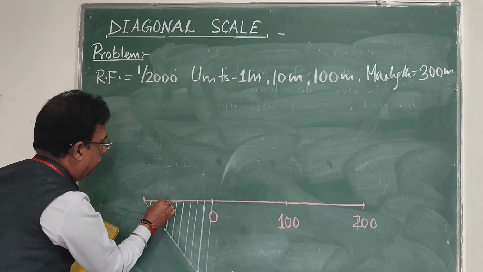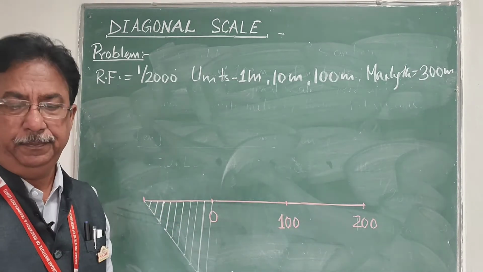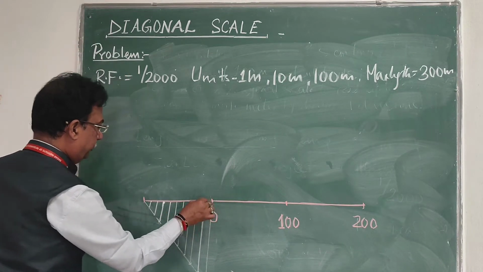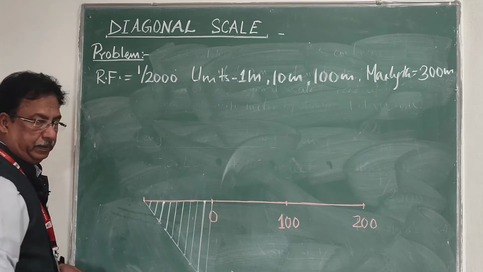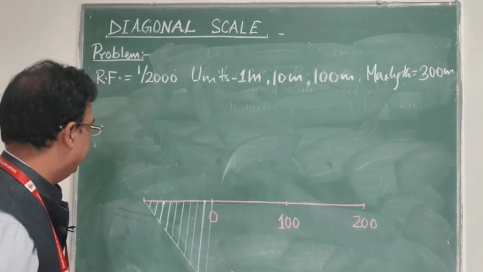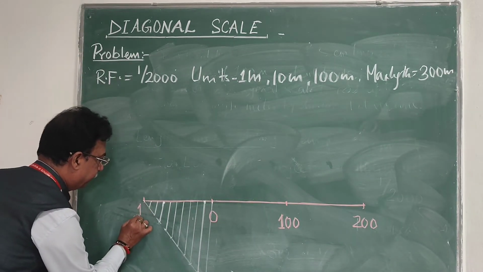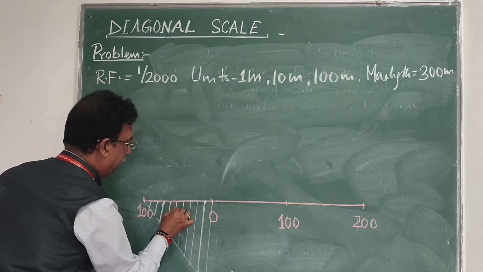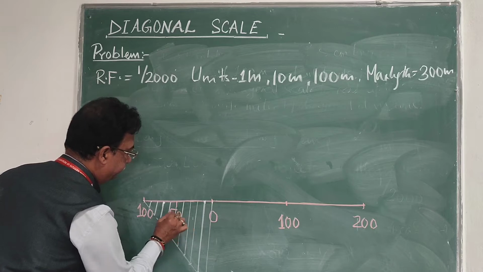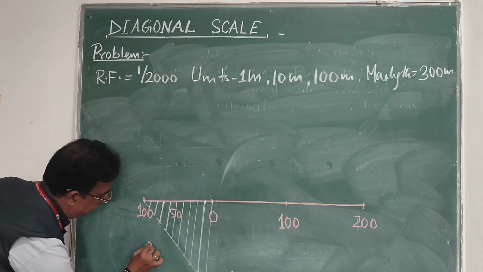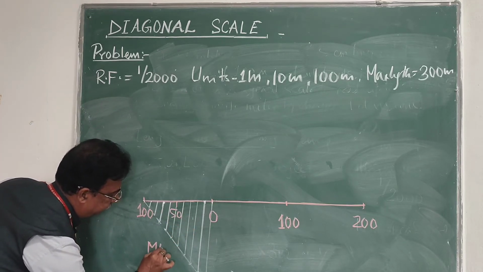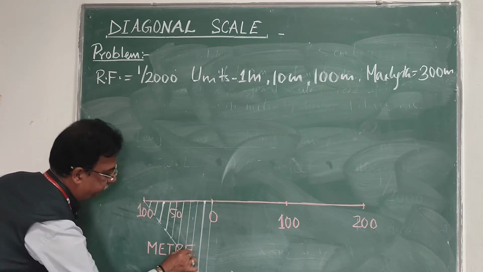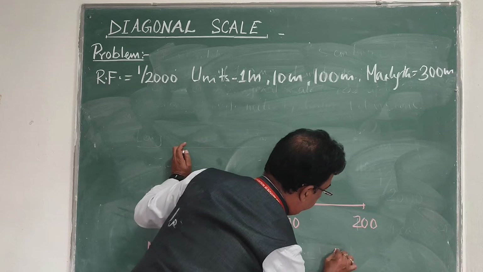You can see the upper line will be divided into 10 equal parts. Now this one small part will be equal to 10 meter, and on the right side that will be 100 meter. The mid one will be 1, 2, 3, 4, 5, that is 50 meter. We can write the unit here. This is meter, 10 meter. This is also meter.